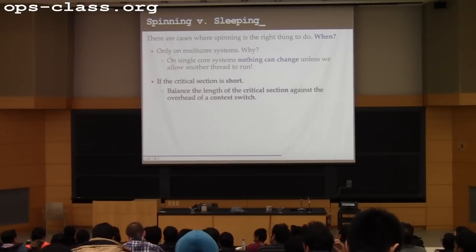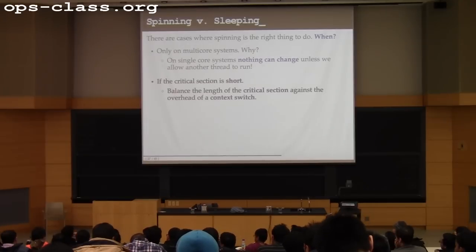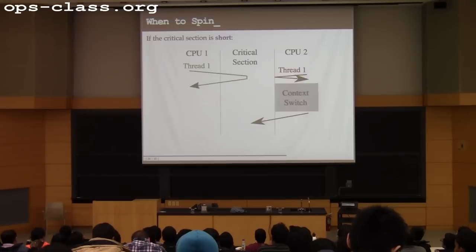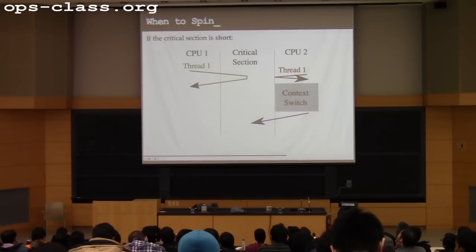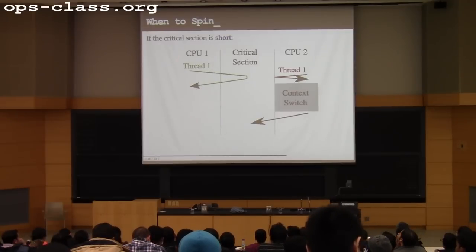So there are these two overheads here. There's the overhead to stopping one thread and starting another, which is what I'm going to do if I sleep. And there's the overhead of repeatedly doing the same thing over and over again and hoping that something different is going to happen. That's the overhead if I spin, right? So here's an example if the critical section is short, but I choose to sleep, right? Thread one acquired the lock, but the critical section was very small, all right?